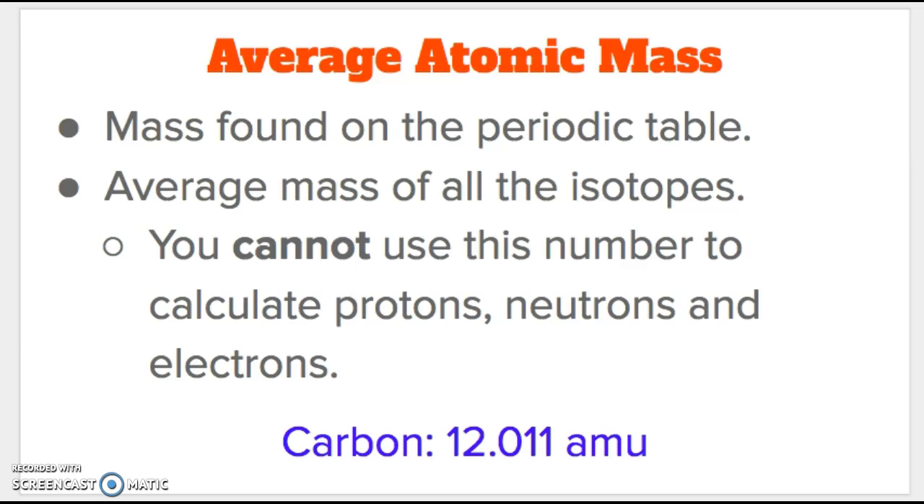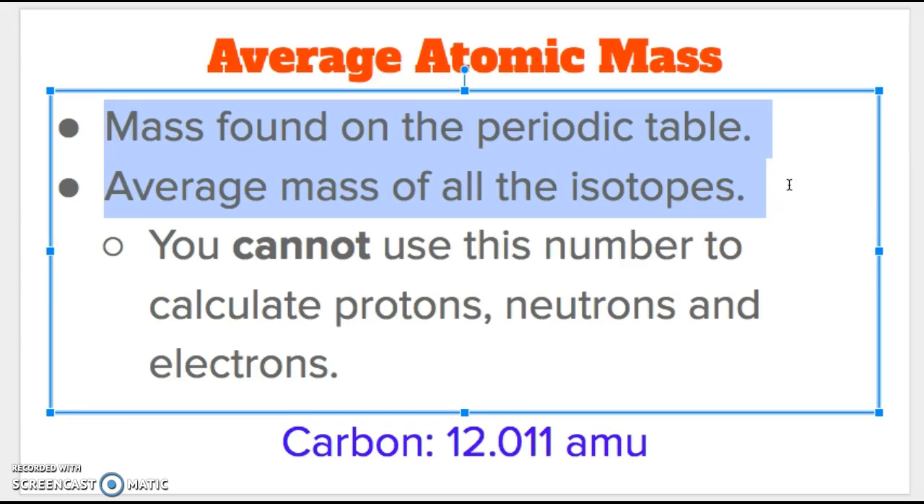Okay. Last box. Average atomic mass. It is the mass found on the periodic table. It's the average mass of all the isotopes. Those are the two things that I want you to write down. You can't use this number to calculate protons, neutrons, and electrons because it is a decimal and we don't have 0.011 of anything in an atom. So what you do then is you round it.